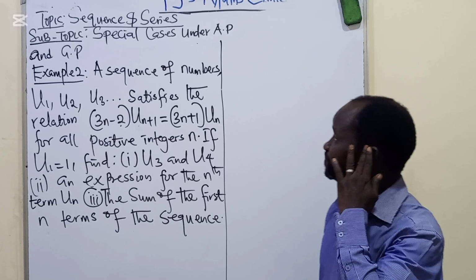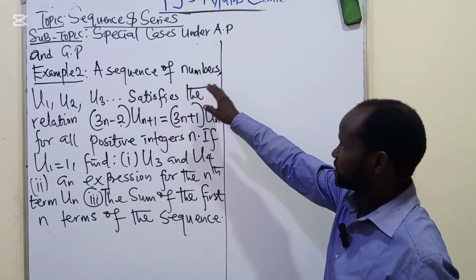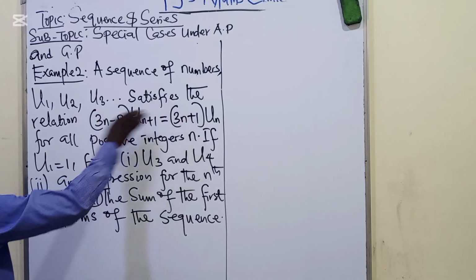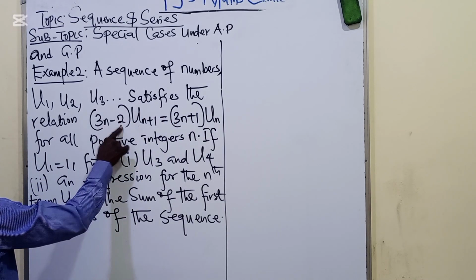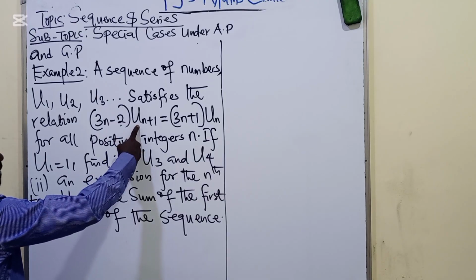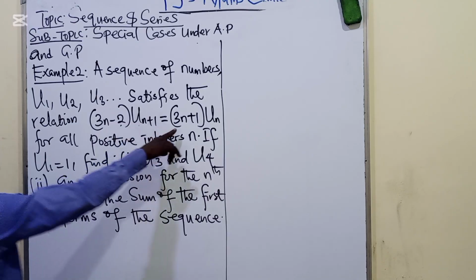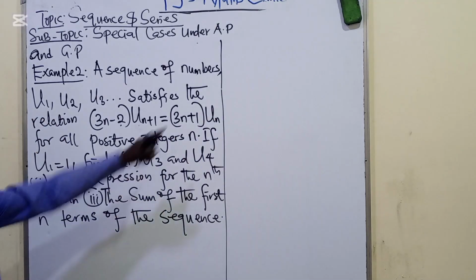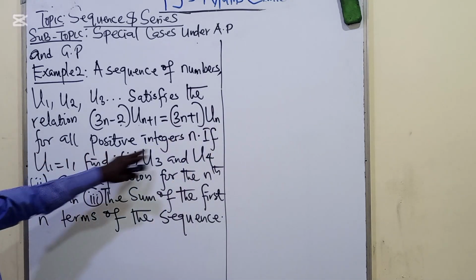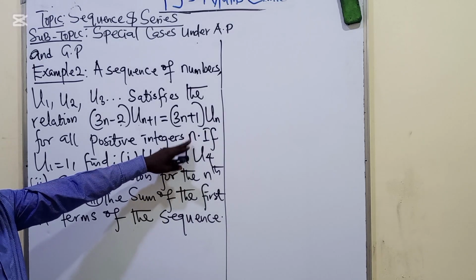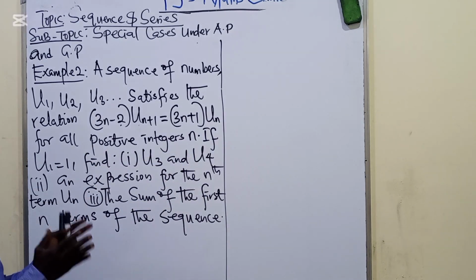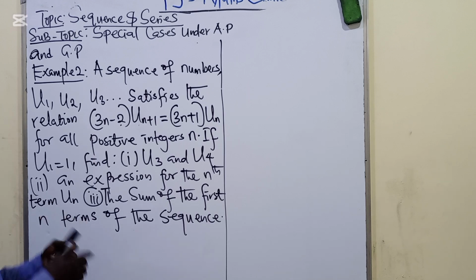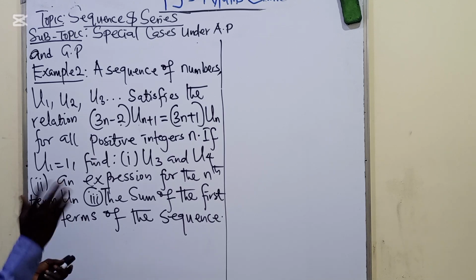The question reads: a sequence of numbers, first term, second term, third term, satisfy this relation, (3n minus 2) multiplied by u(n+1) equals (3n plus 1) multiplied by u(n), for all positive integers n. So n are all positive integers. Positive integers are 1, 2, 3, 4, 5 in that order.